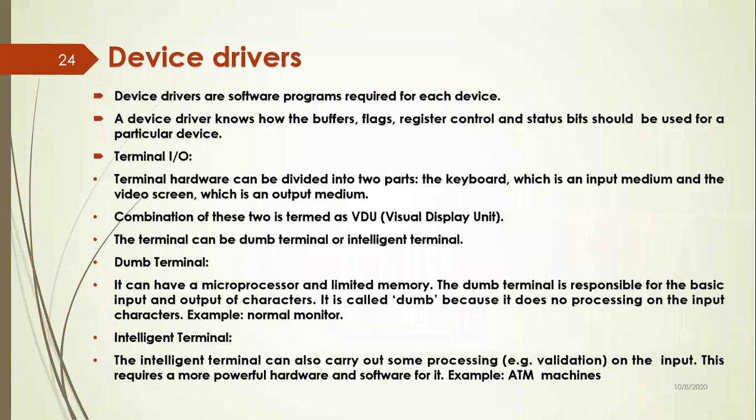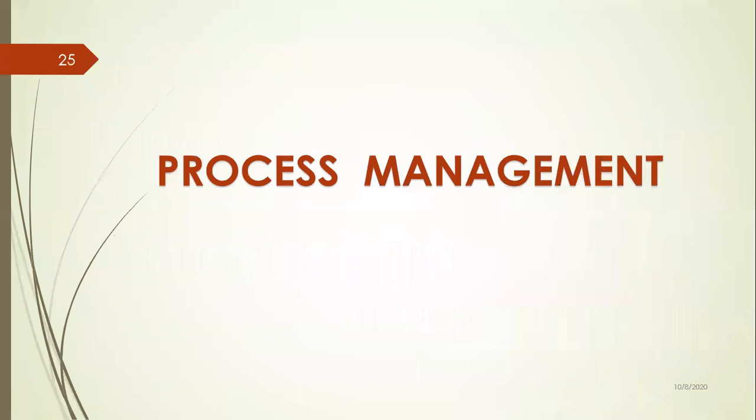Means it is going to check the validity, it is going to check the validation. Okay, it is going to apply the validation to your data, whatever you are entering, it is going to check the validity. So these are the two types of terminal, dumb terminal and intelligent terminal. Dumb terminal, there is no processing. Intelligent terminal, processing will be there. Next is a process management.